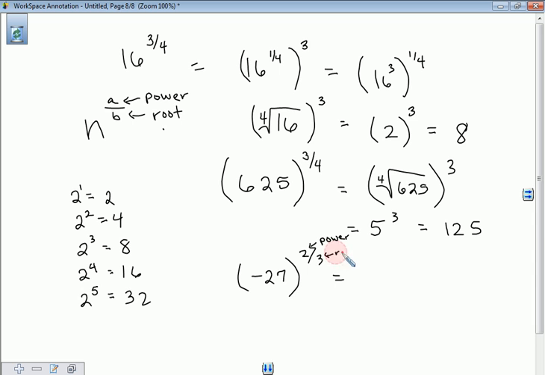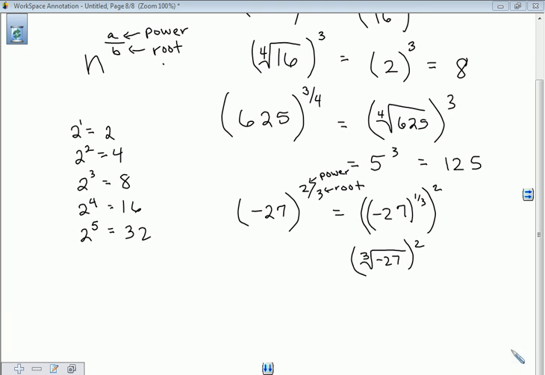This is my root. So I could rewrite this as 27 to the 1/3 to the 2nd, couldn't I? You could if you want. Okay? So this is the cubed root of negative 27 squared.